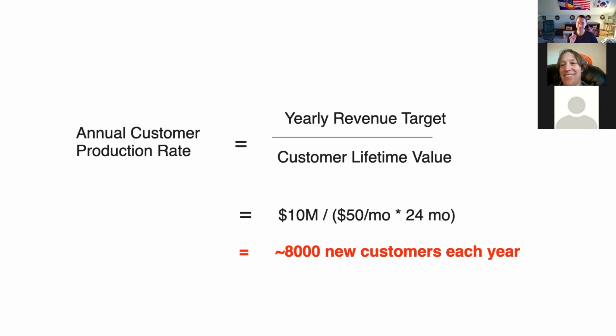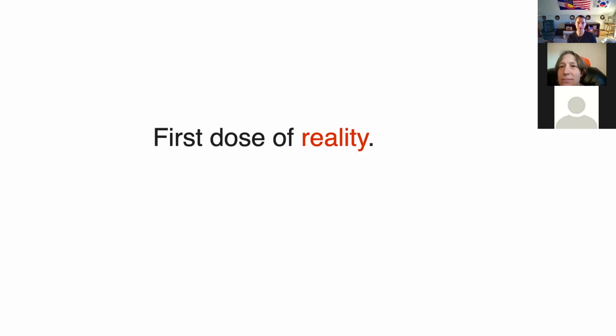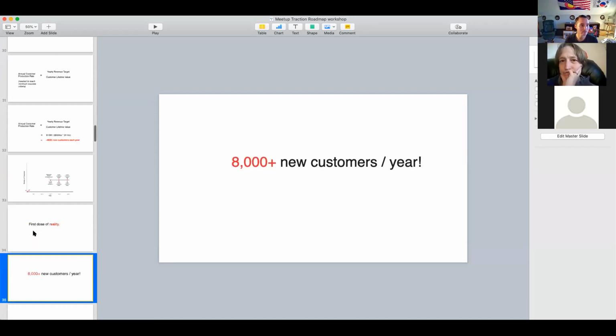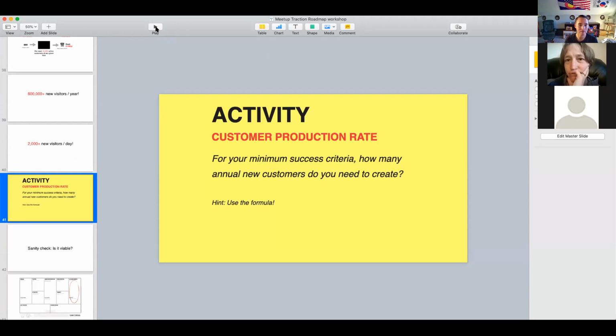Okay, but that's fine. And that's the purpose of doing this traction roadmap right now, is to ask yourself, wait a minute, hold on, I need to check some numbers here. So, whoops, I think I might have gone down. So the first dose of reality, did I go back? Sorry about this. Yeah, I got a little bit lost. Okay, there we go.